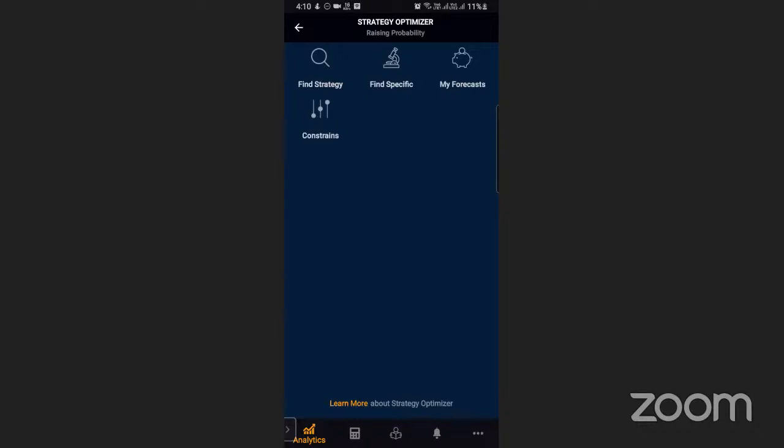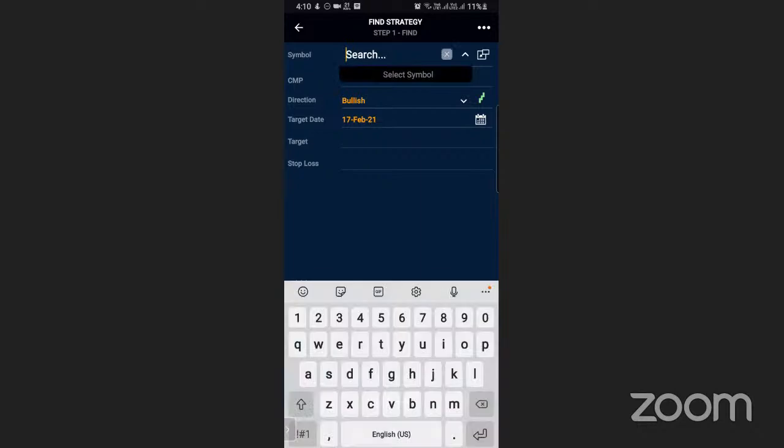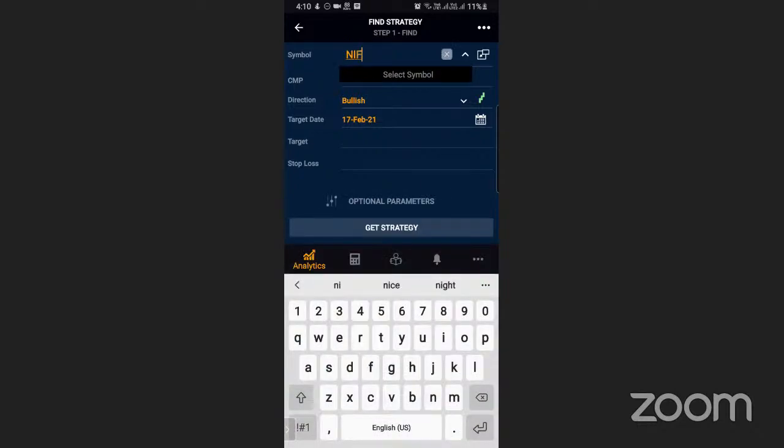So we will start with find strategy. Okay, so this is the find strategy, and if you can see on the top, it is written find strategy, step one, find. Here what we have to do: suppose I have a symbol. Let's take Nifty for the example.